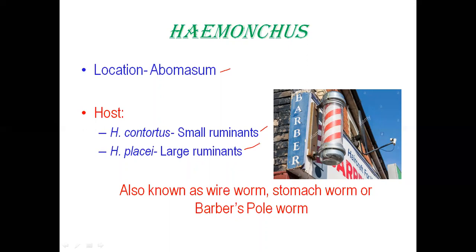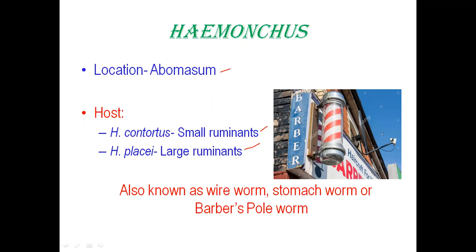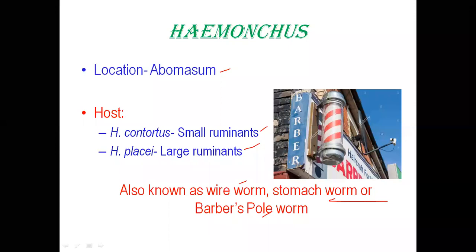Okay, so these parasites are commonly known as small worm, wire worm, stomach worm, or sometimes barber pole worm. This is the barber pole. Okay, so this is the red and this is the white structure, which I will come to in the next slide.